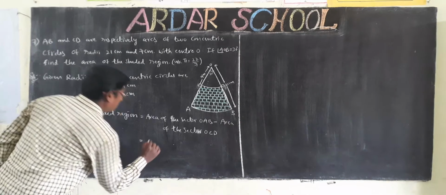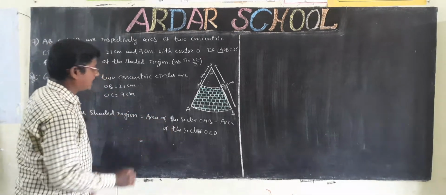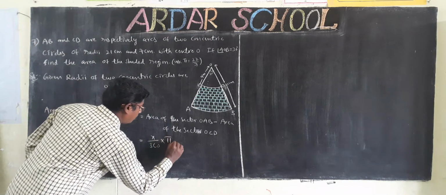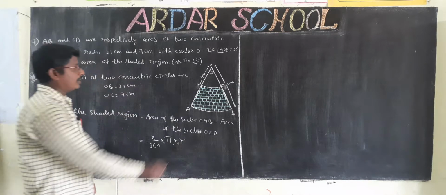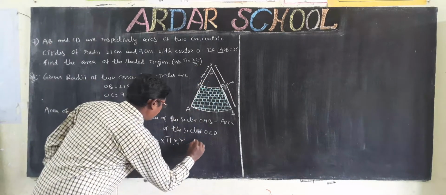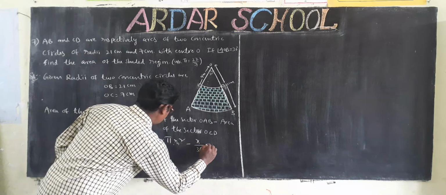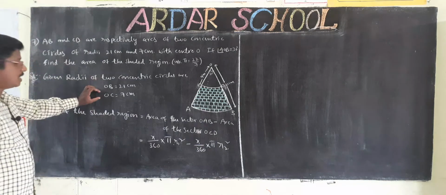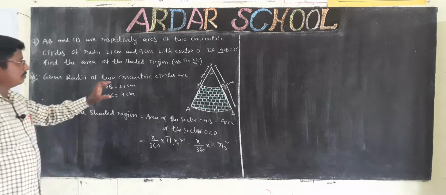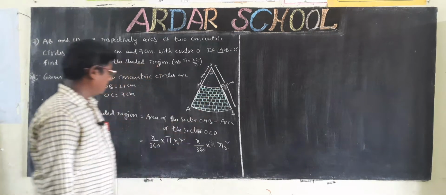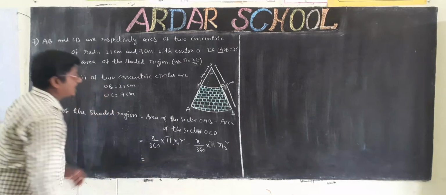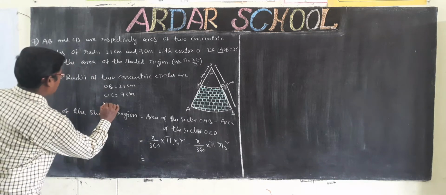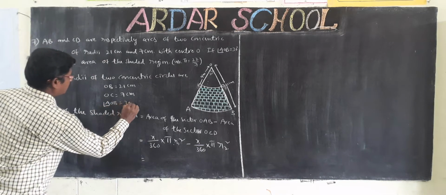So here the area of the sector OAB is x by 360 degrees into pi r1 square, where r1 means OB, minus x by 360 degrees into pi into r2 square. This is r1, this is r2. Okay, radius 1 means radius OB. So x is nothing but the angle. Angle AOB is also given, 30 degrees.